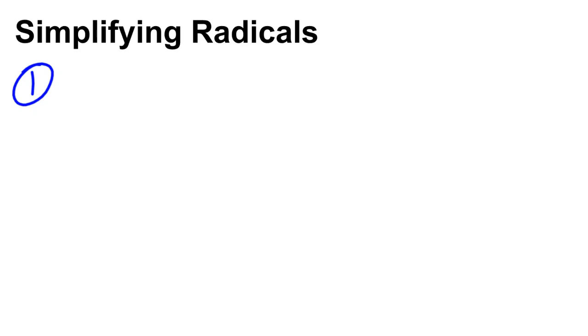In this video, we're going to simplify radicals that include in the radicand both numbers and variables, and we'll talk about some strategies you can use to simplify them.